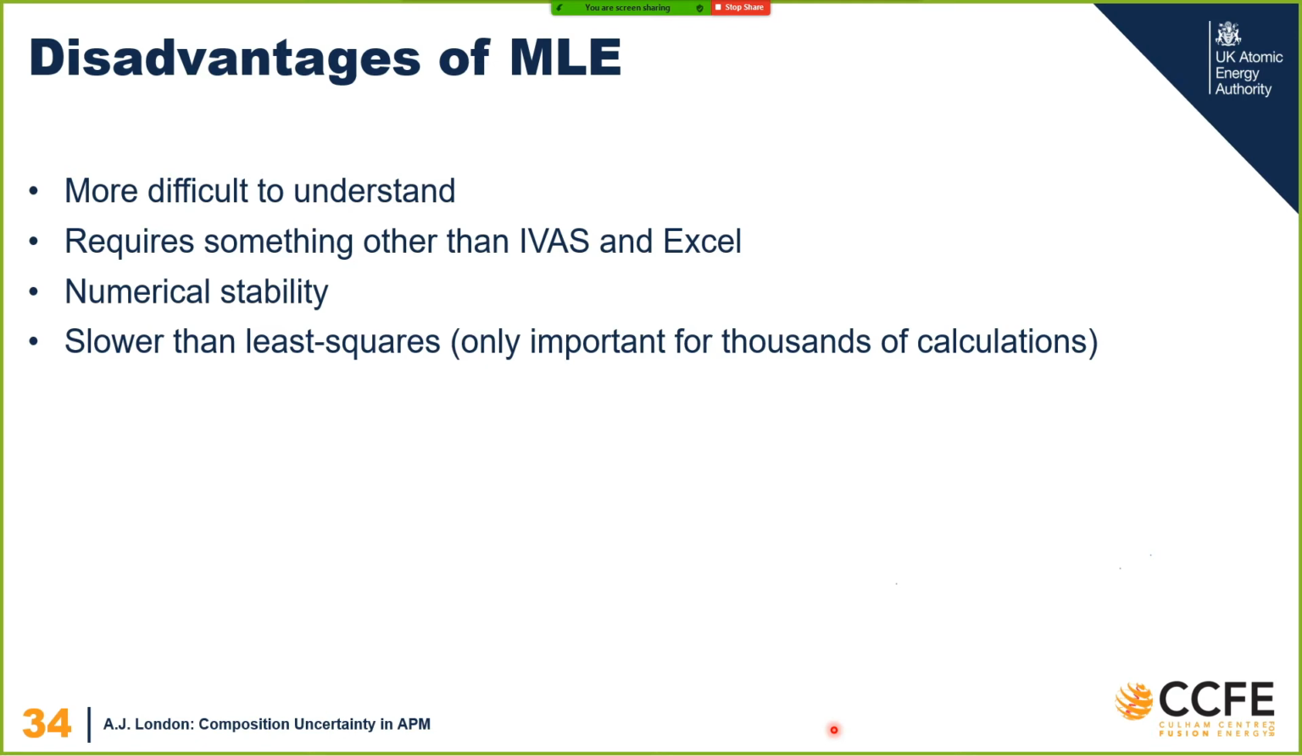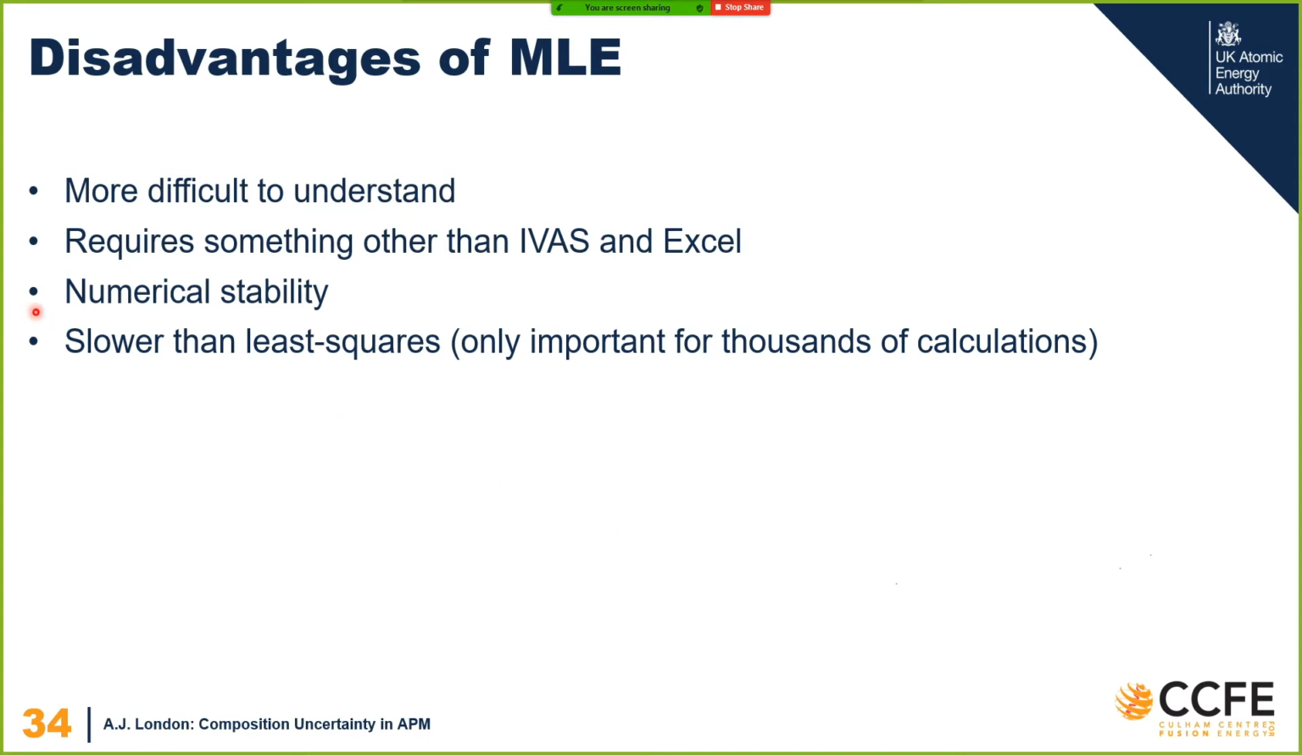So there are some disadvantages to using maximum likelihood. It's more difficult to understand, so when you're explaining it to someone, you can't just say least squares and assume that they know what you're talking about. We're moving beyond IVAS and Excel. I guess I'm talking to the converted because we're all using Matlab now in this particular school, but it's a more difficult tool to use than just clicking a button in Excel or IVAS.